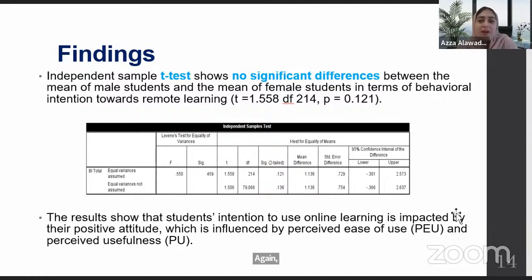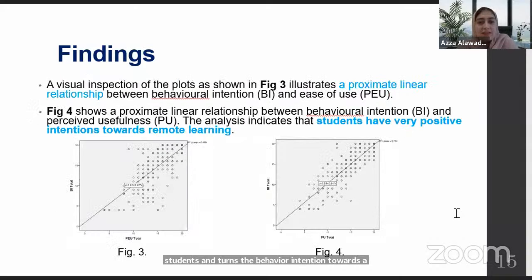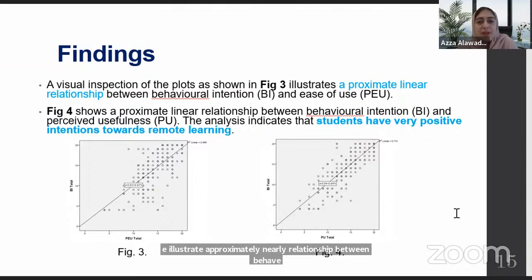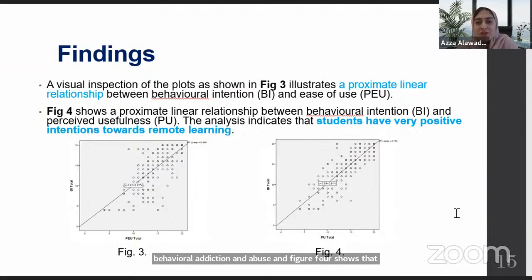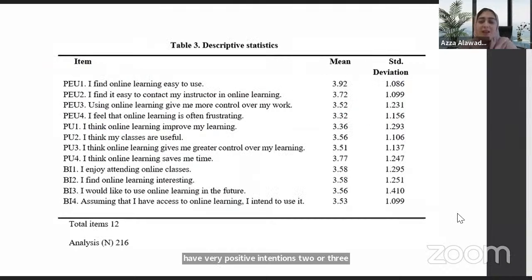So we conducted a t-test, and it shows that there is no significant difference between the mean of male students and the mean of female students in terms of behavioral intention towards remote learning. These graphs show that figure 3, for example, illustrates an approximate linear relationship between behavioral intention and ease of use. And figure 4 shows an approximate linear relationship between behavioral intention and perceived usefulness. This analysis indicates that students have very positive intentions towards remote learning in the future. This table summarizes the descriptive statistics from the survey items, as you can see.